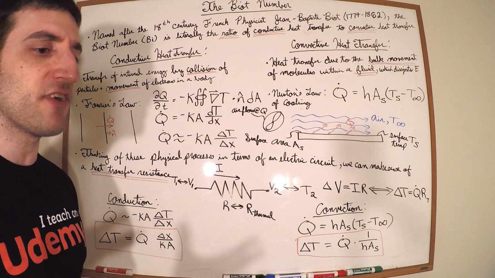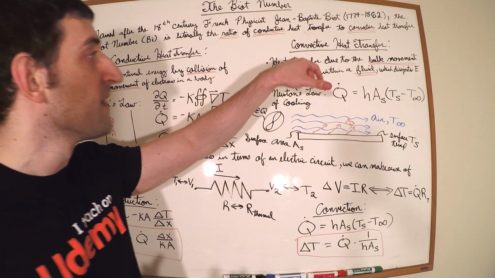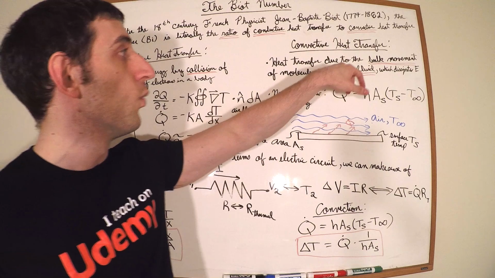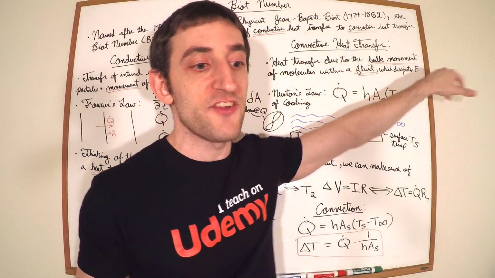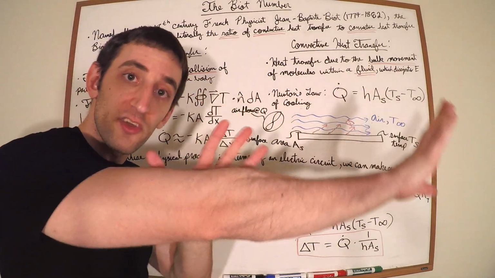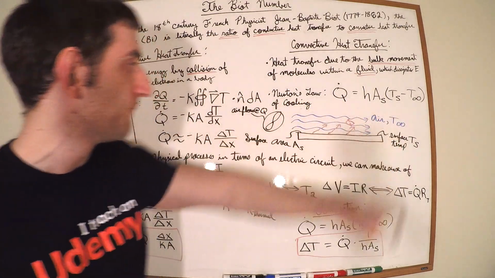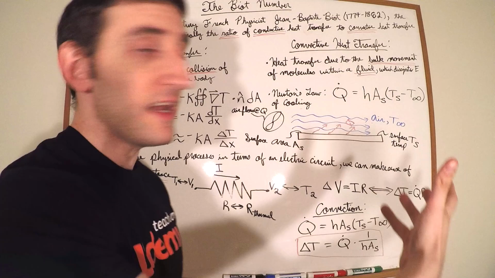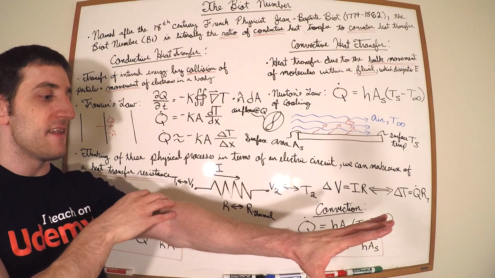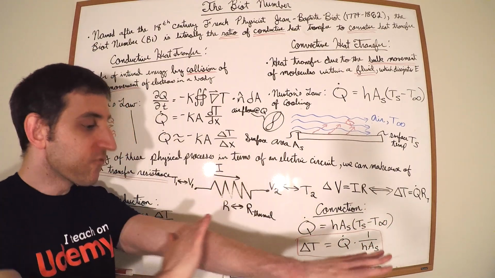So convection heat transfer has a lot to do with fluid flow. As the definition here says, this is heat transfer due to the bulk movement of molecules within a fluid which dissipate that energy. So what's going to happen is you can have two different forms of this. You can have forced convection or natural convection. In forced convection, which I have depicted here, we have some kind of fan that's blowing ambient air at a temperature T infinity. It's going to blow it over that object, and the air molecules are going to pick up heat as they roll over the object.